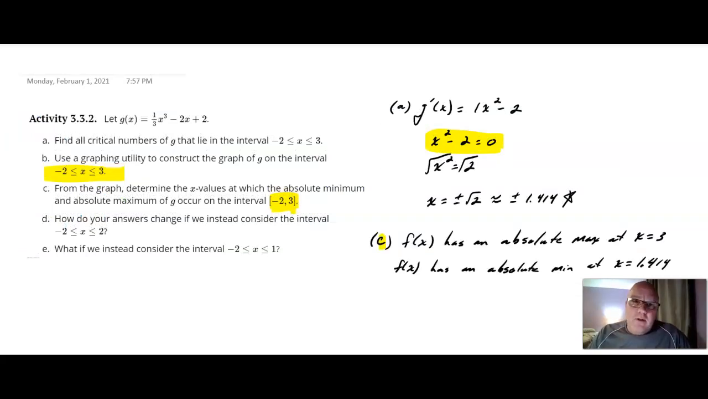And this word absolute, we've introduced you to this new word absolute, and the absolute is used when we have this closed interval. We're no longer talking about an entire domain. Because if we were to look at this graph on entire domain, there is no min or max, global min or max, right? But on a closed interval, there is. So I can say f of x has an absolute max at x equals 3. We can't call it a global max because global is reserved for an entire domain, negative infinity to infinity. So we're going to call it an absolute max. And f of x has an absolute min at 1.414.